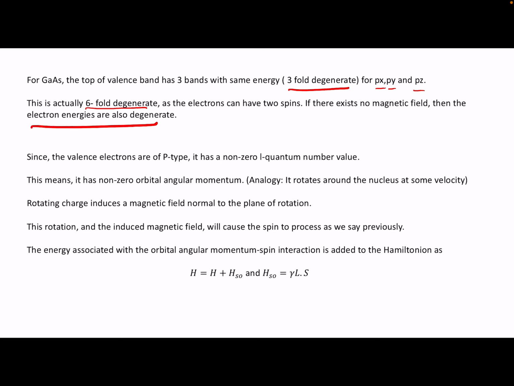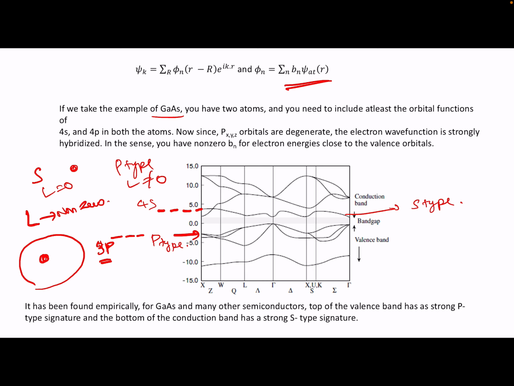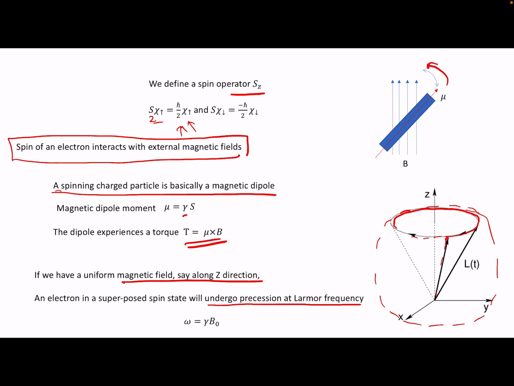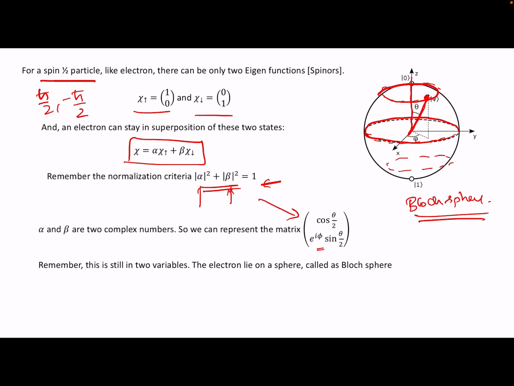Now the question is, what happens when there is a magnetic field, or what happens when there is a spin orbit interaction? What we mean by spin orbit interaction is that you have an electron orbital with L not equal to 0, and this electron orbital has some interaction which adds to the Hamiltonian H some spin orbit contribution H_so, which is given by gamma.